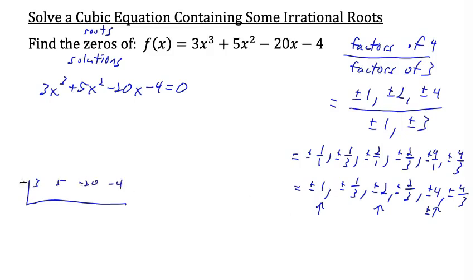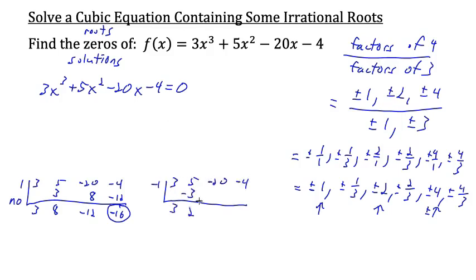And I'm going to check positive 1 first. So I bring down my 3 and multiply, add, and I multiply again, add, and I multiply again, and I do not get a remainder of 0, so 1 is not a root. Let's try negative 1. Same thing, 3, 5, negative 20, and negative 4. Once again, I do not get a remainder of 0, so negative 1 is not a root either.